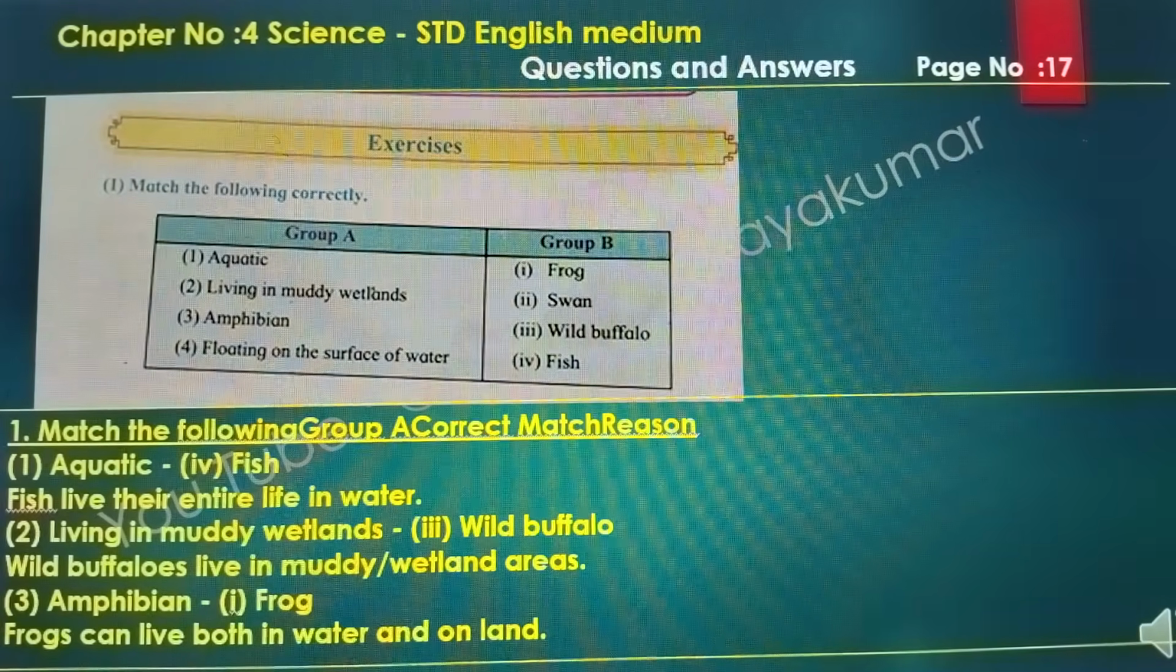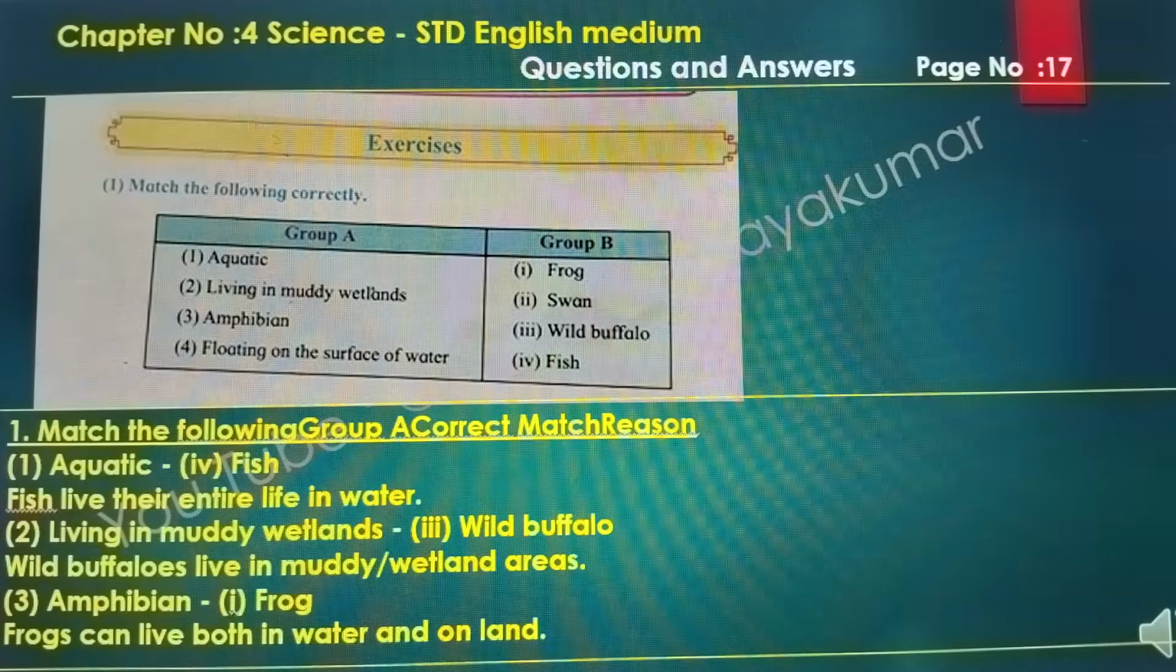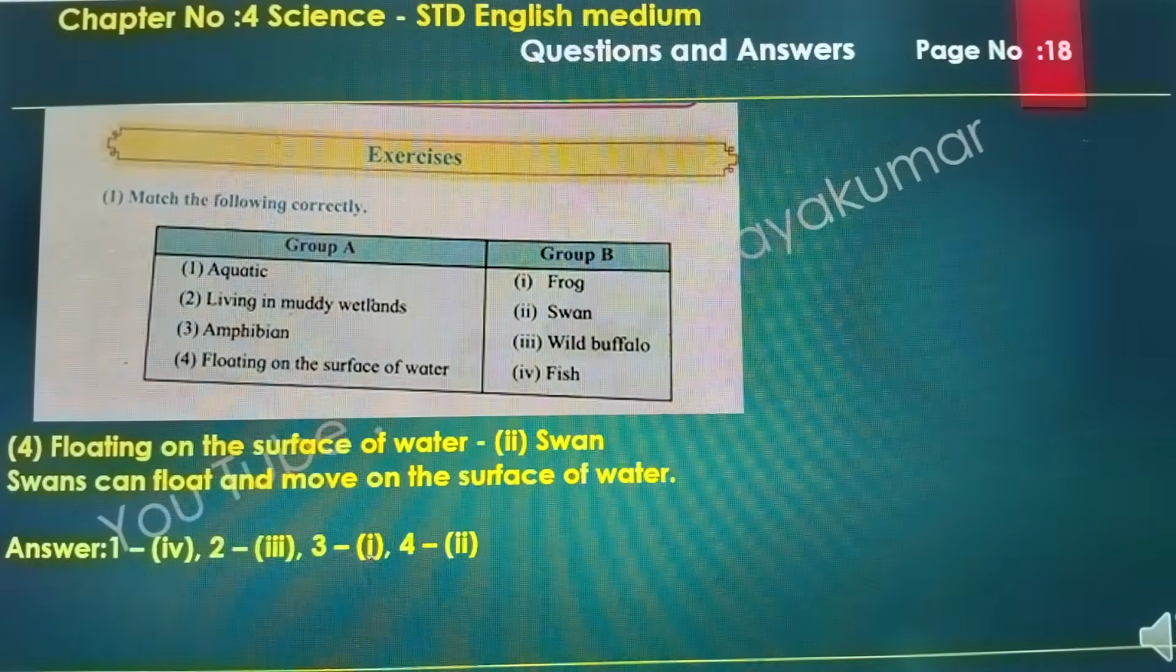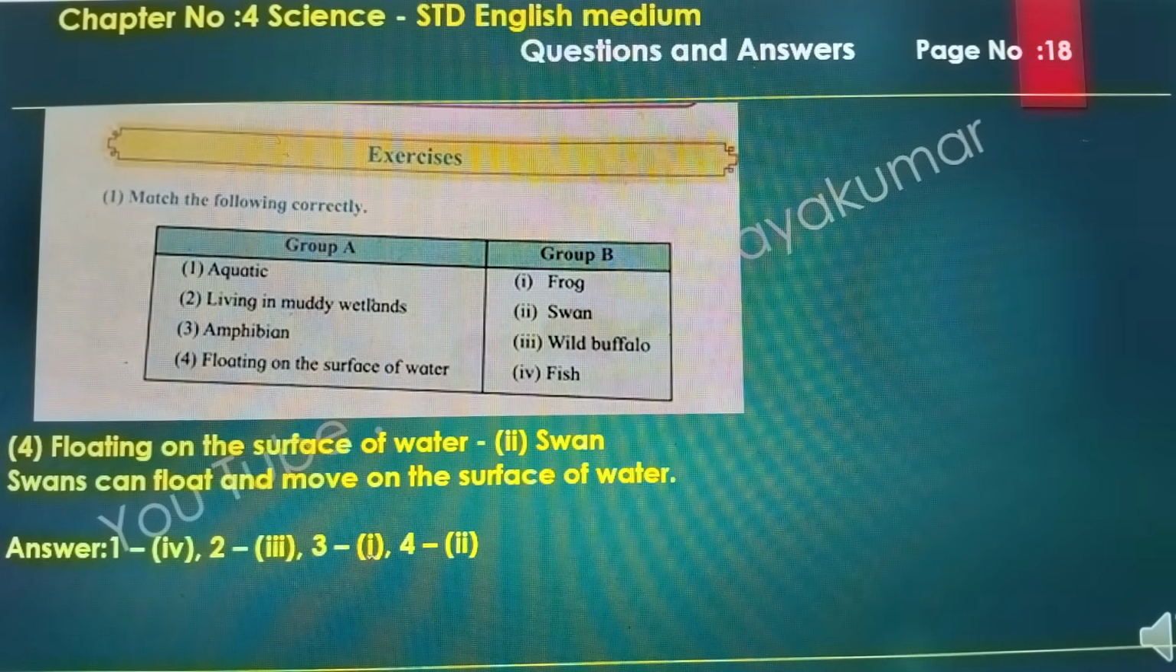Exercise. Match the following: aquatic and living in muddy wetlands. Answer: aquatic is fish, and fish live their entire life in water. Living in muddy wetlands: the answer is wild buffalo. Wild buffalo live in muddy and wetland areas. Amphibian: frog. Frogs can live both in water and on land. Fourth one, floating on the surface of water: swan. Swans can float and move on the surface of water.